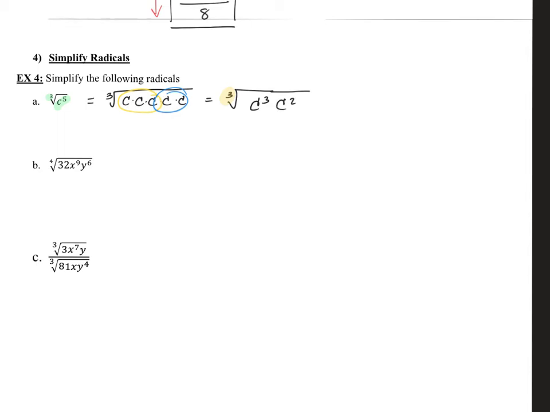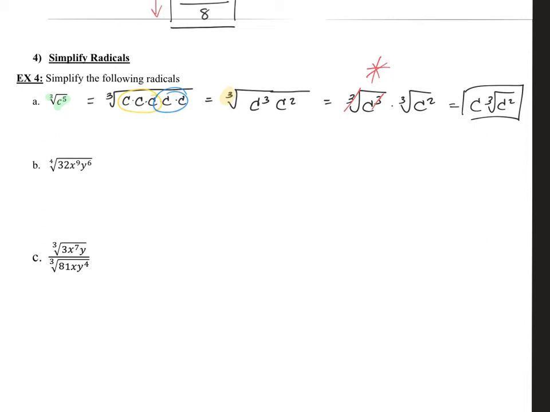Now, once I've done this, I'll go ahead and split this up, and then I have the cube root of c cubed times the cube root of c squared. Now, here is a special thing. When you have the exact same values for the power and the index, they can so-called cancel each other, and we'll just be left with a value on the inside. Great rule to make note of.